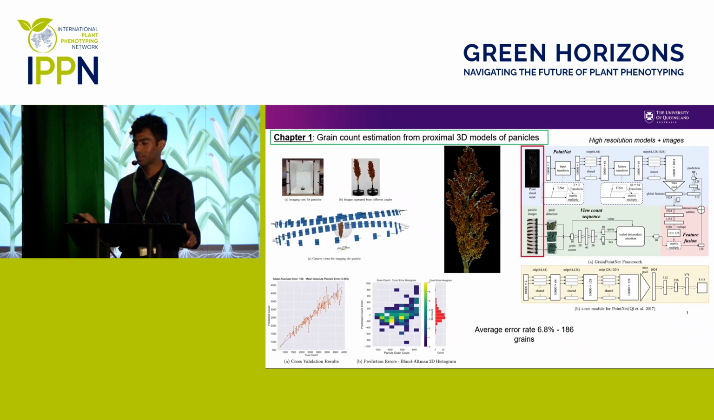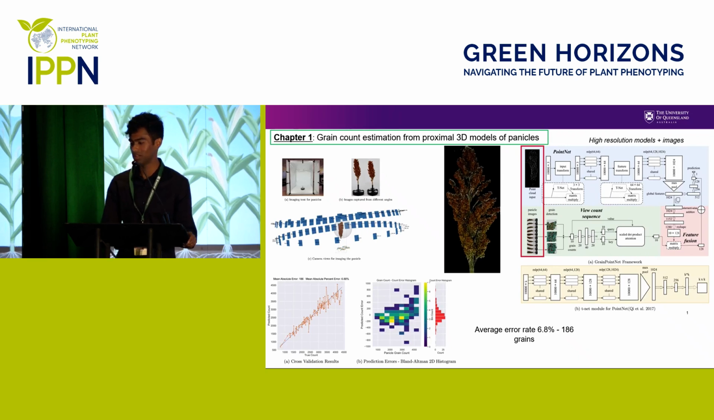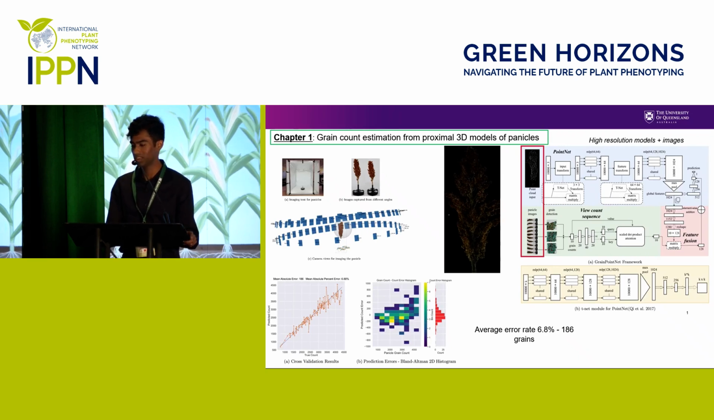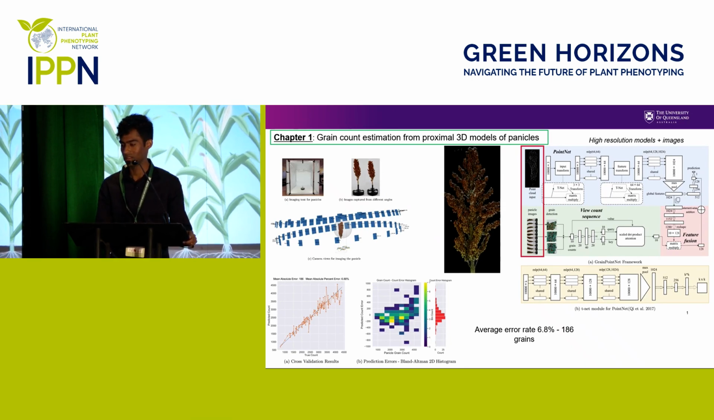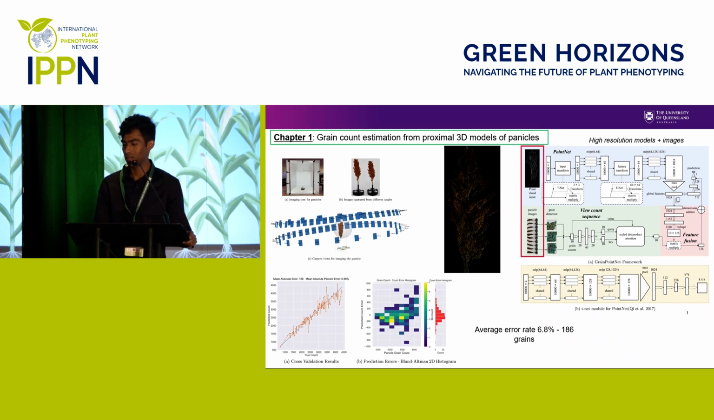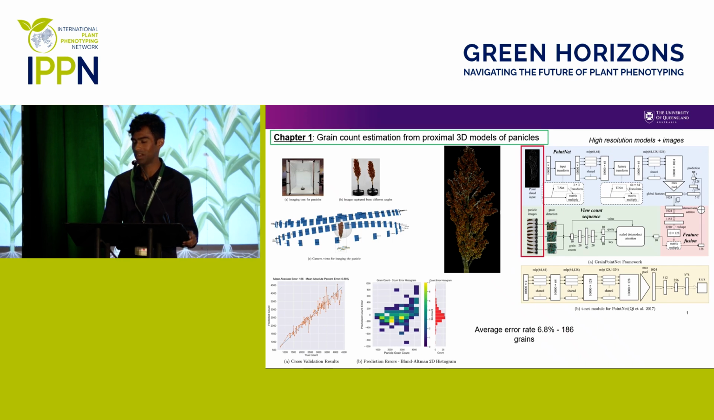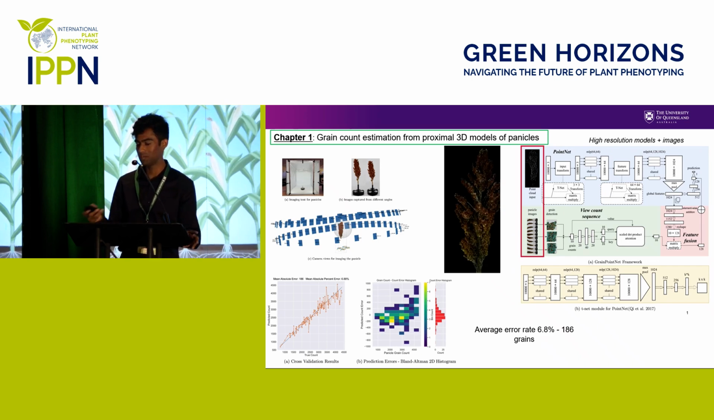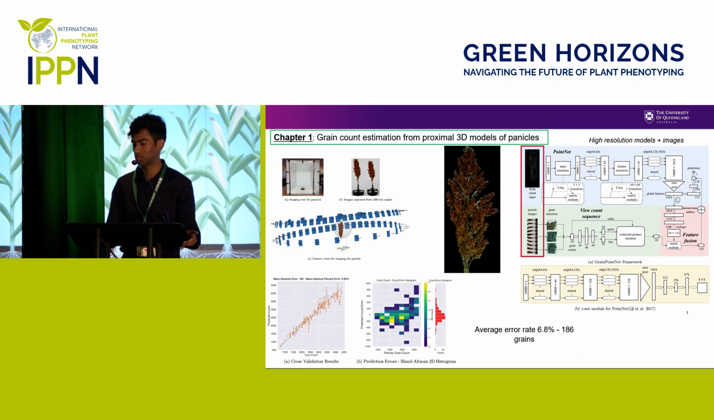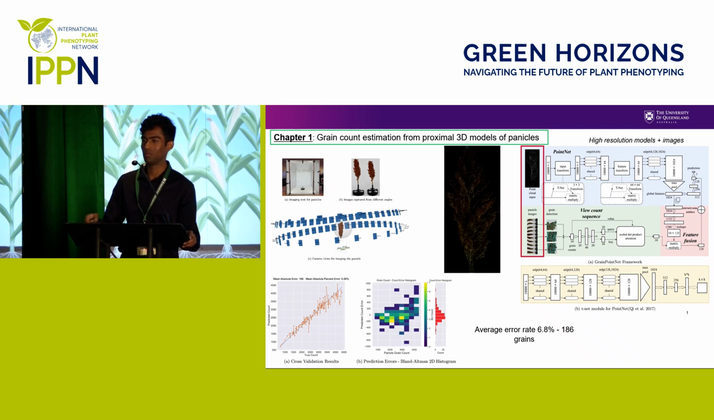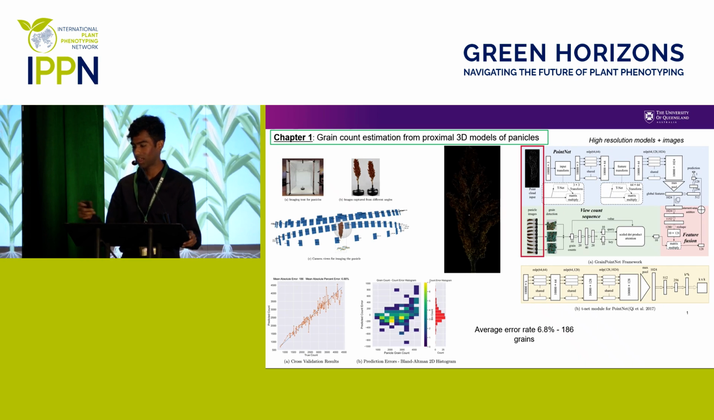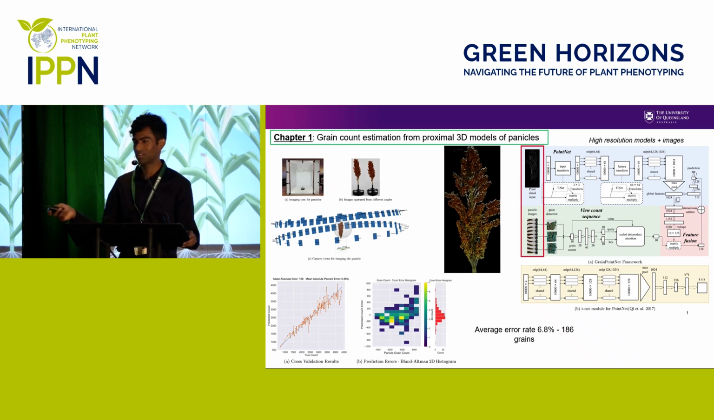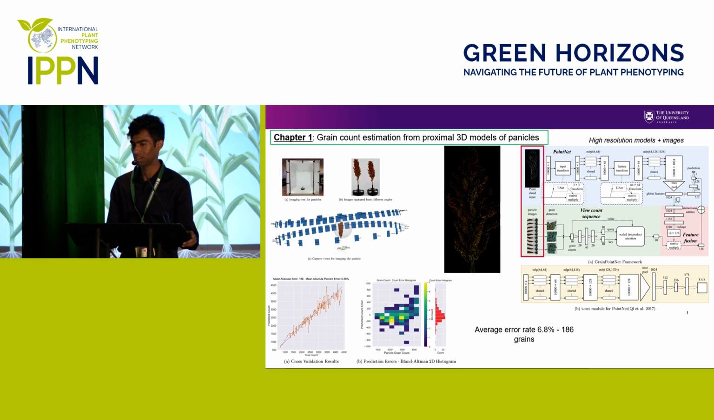So my first chapter focused on developing a methodology where we use a plain RGB camera to create a surface-level 3D model of a sorghum panicle. And we try to estimate the total grain count for the panicle based on the shape and size of the panicle. And we also look at the image of the panicle to get an idea of how the grains are distributed along the surface. So our model takes the input as a point cloud and an image as well, and it'll try and predict the total number of grains for the panicle.